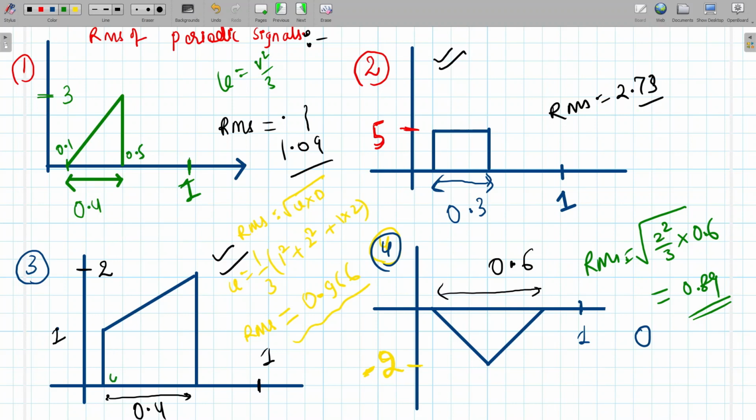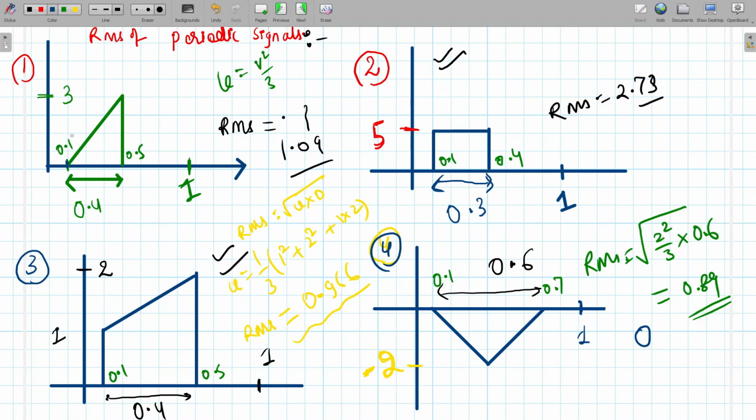Here also you can assume the same. Let's say this first instant is 0.1 and this is 0.5, so duration will be 0.4. Here you assume 0.1 and 0.4. Again here you can assume 0.1 and 0.7. Is it clear to all?